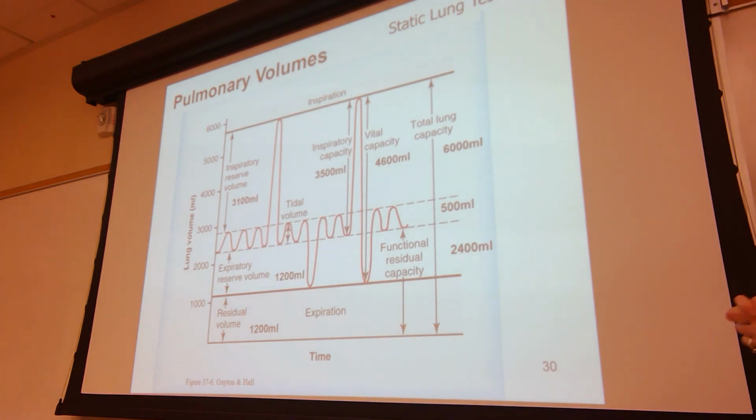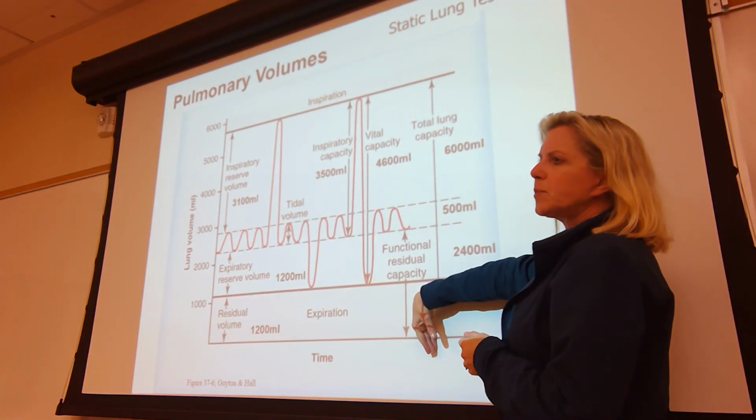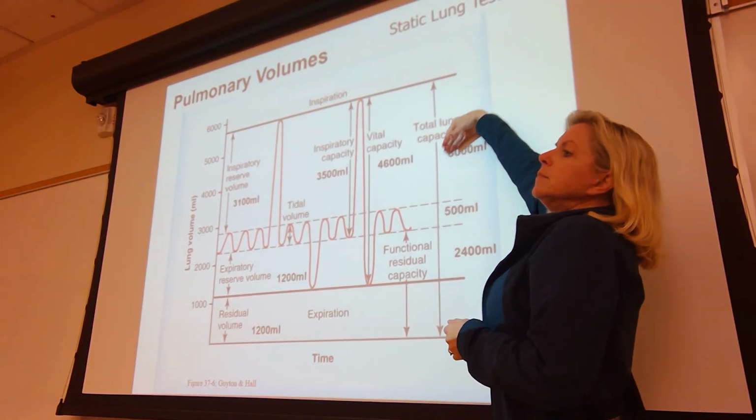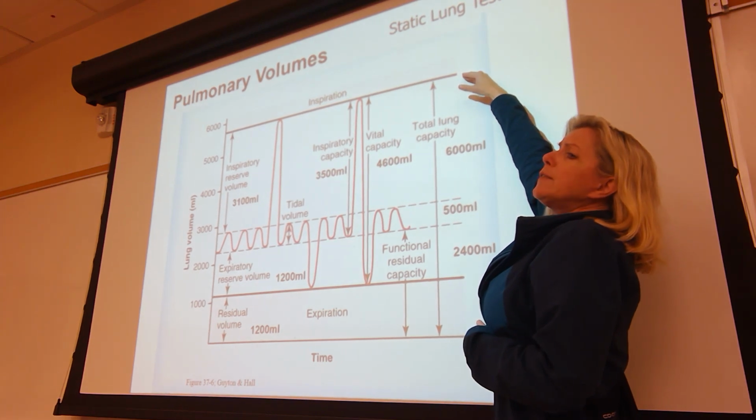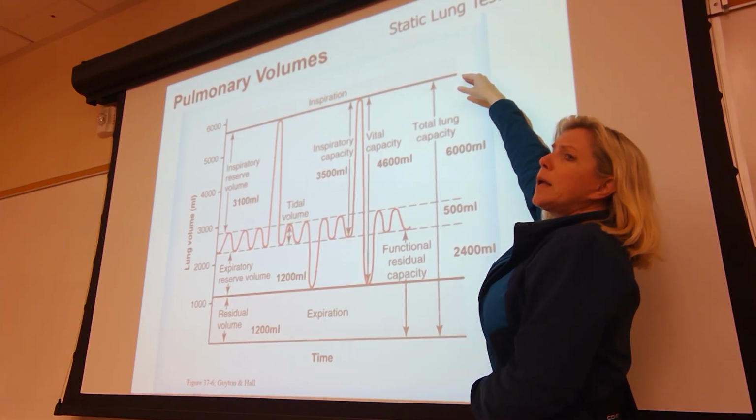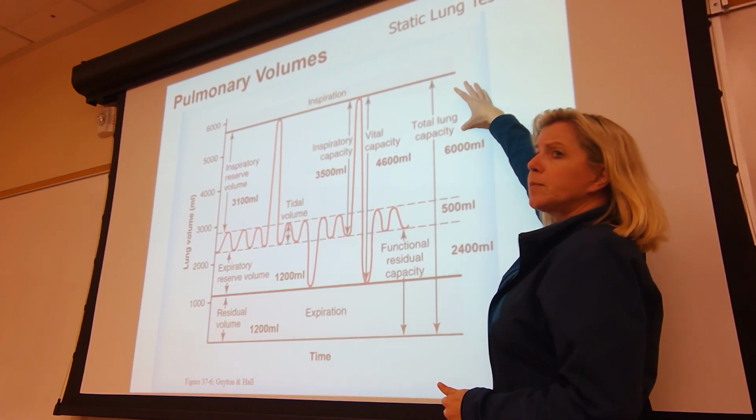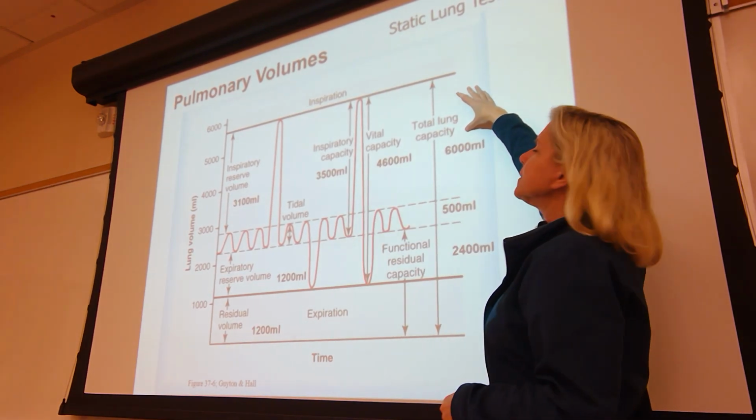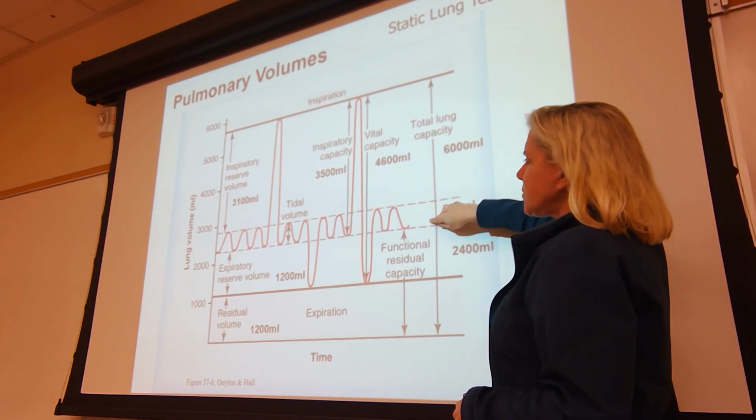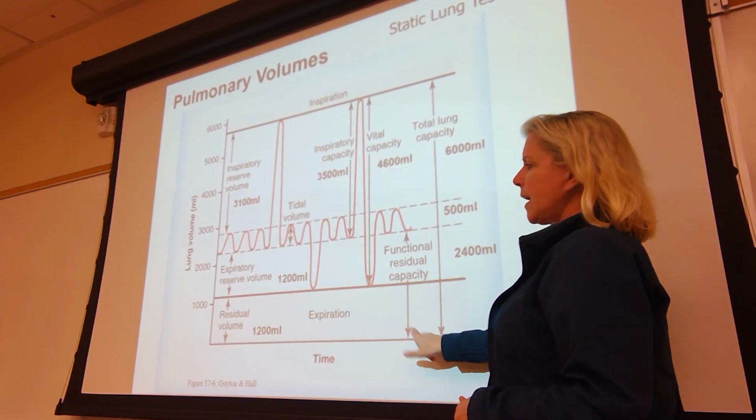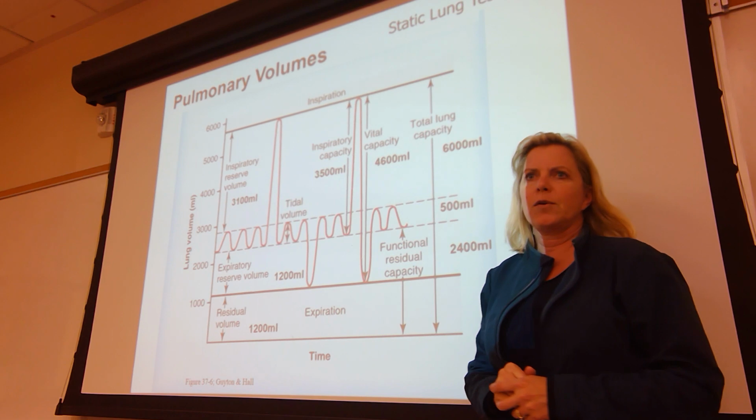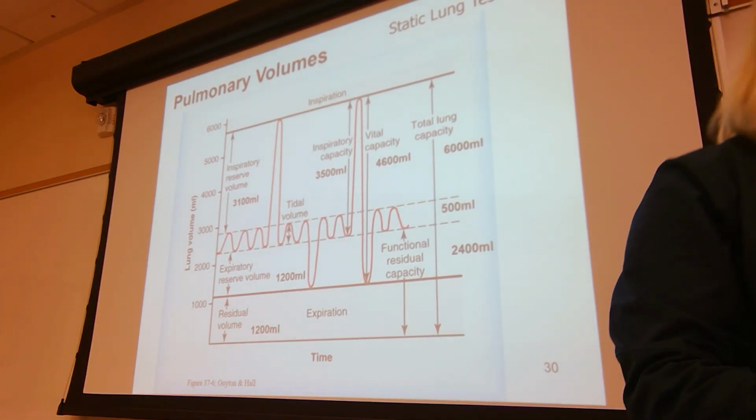Let's see, what else? Total lung capacity. Breathe in as much as you can. Right now, you have as much air in your lungs as possible. That's your total lung capacity. Let's add up all the volumes. It's your IRV, your TV, your ERV, and your RV, all of those added together.